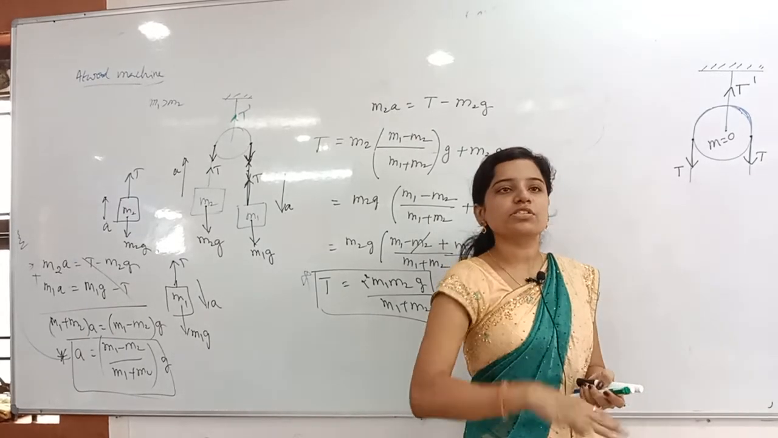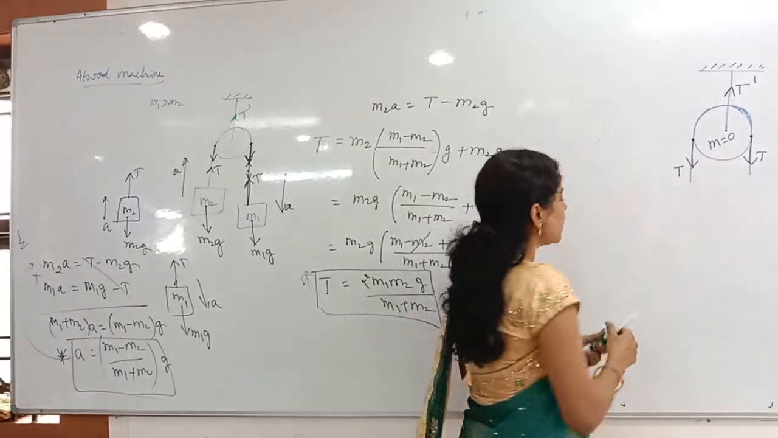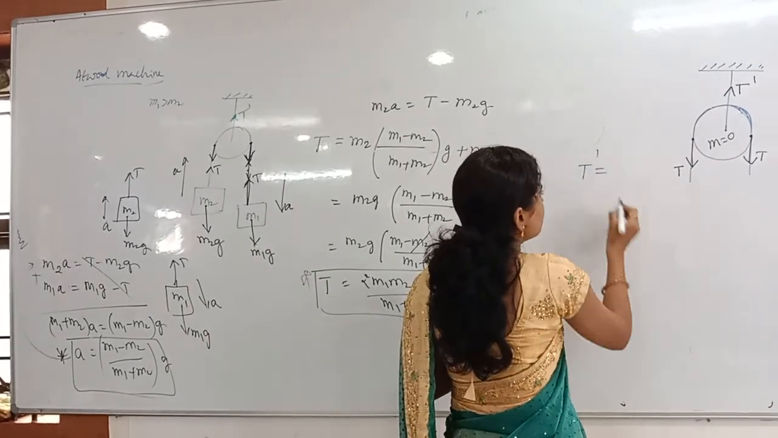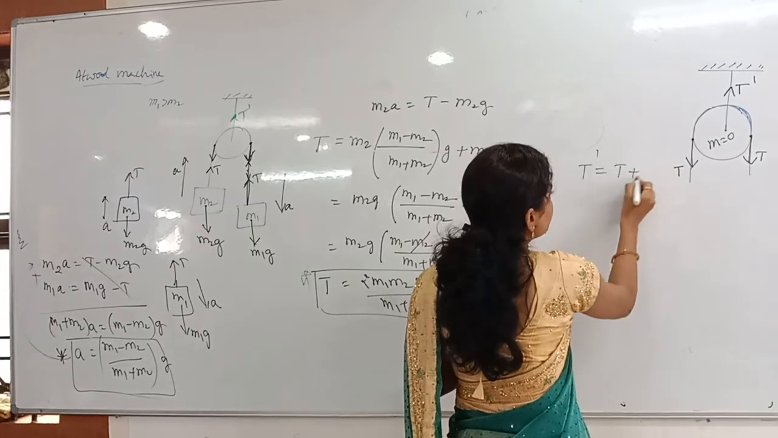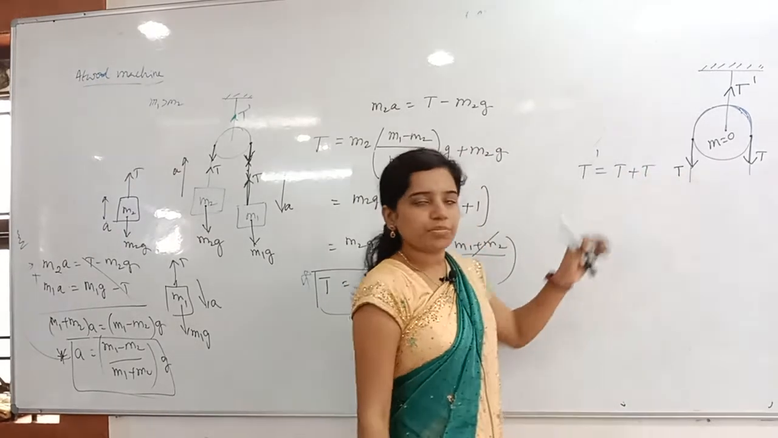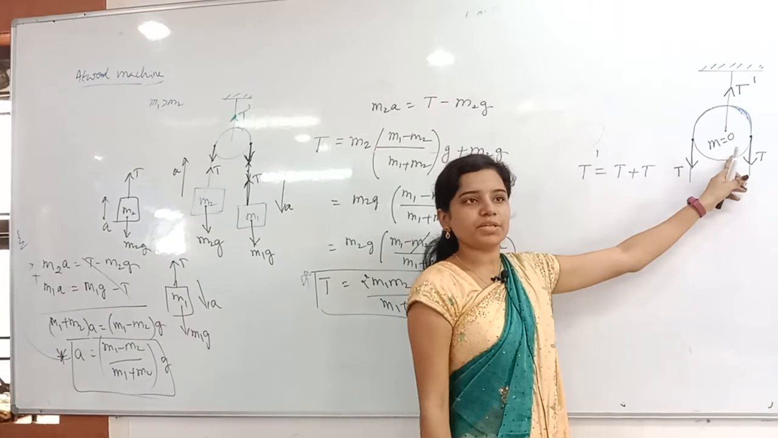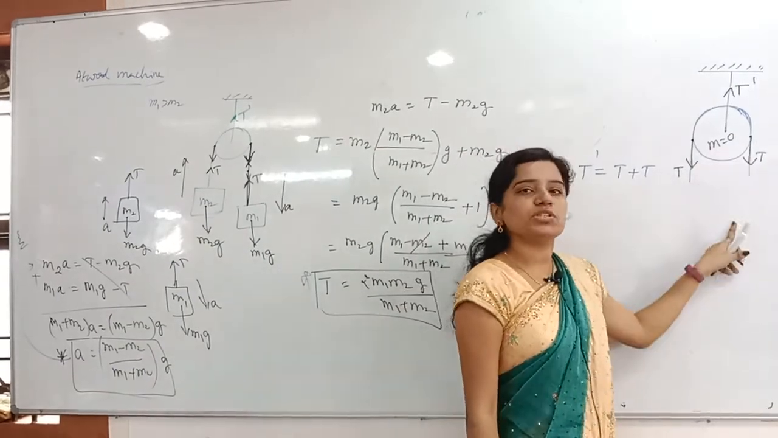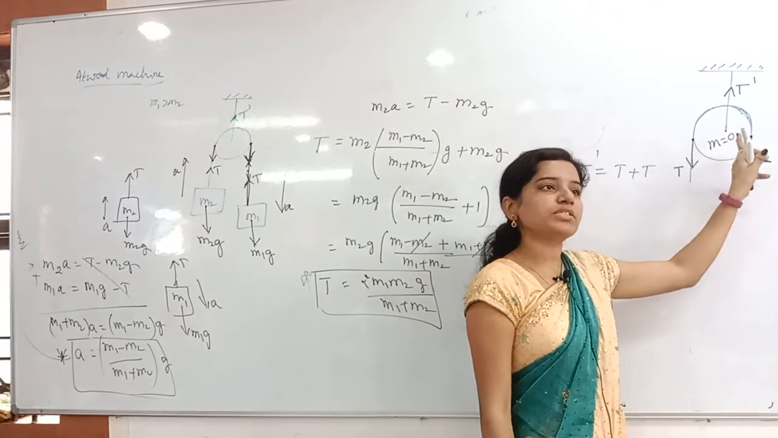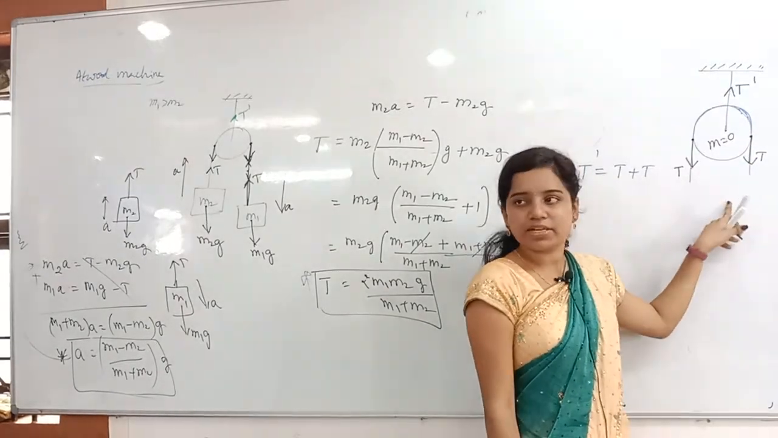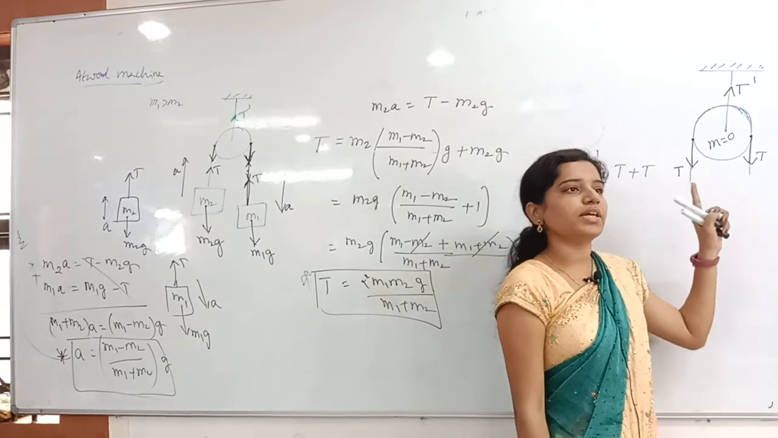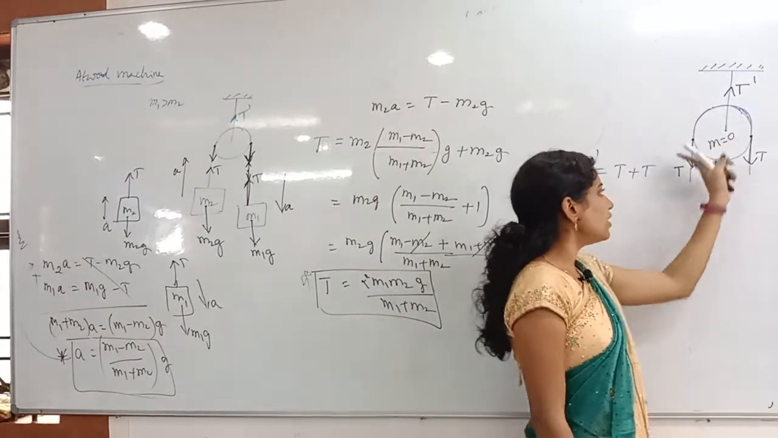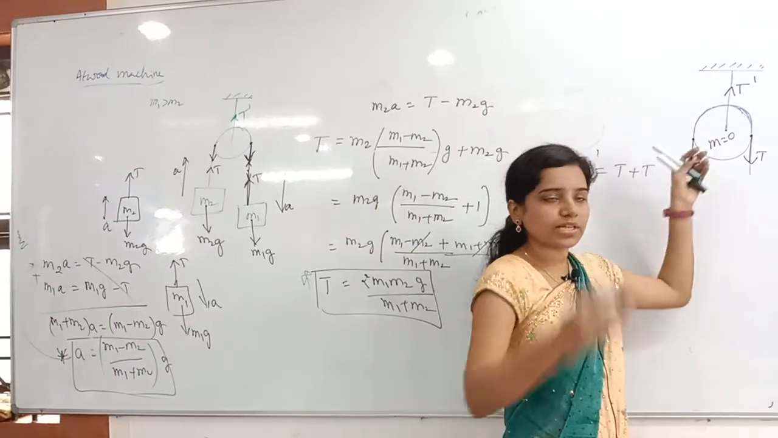All upward forces equal downward forces. So clearly I can write here, the upward force T dash equals the downward forces T plus T, because the pulley is in equilibrium, that is, at rest. I said the pulley is massless, so mg is not acting here. If it is a massive pulley, then mg will act here. Always I said that we will consider an ideal pulley only. Now upward tension T dash is there, and downward T is there on both sides of the string.